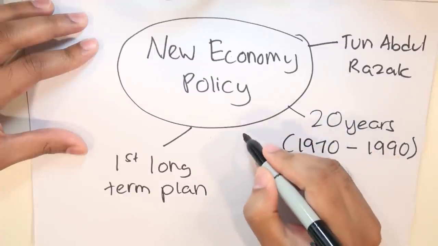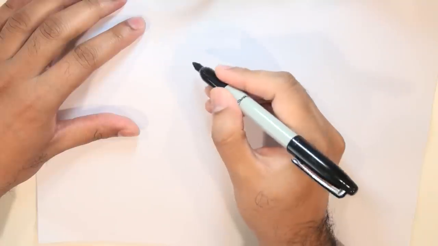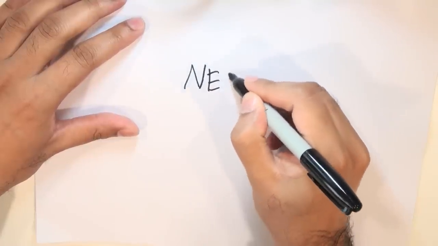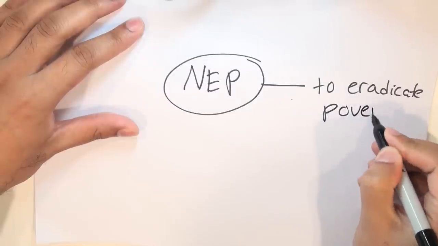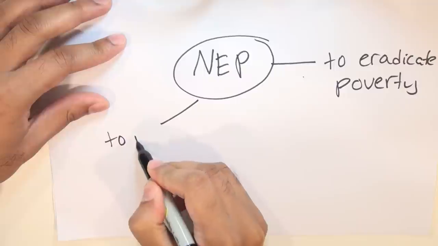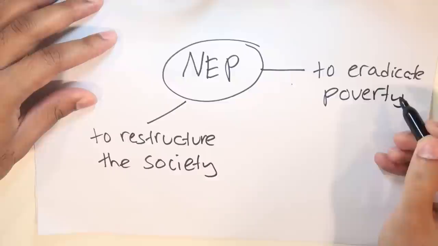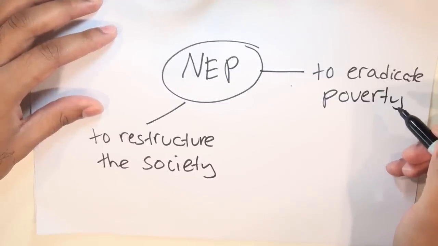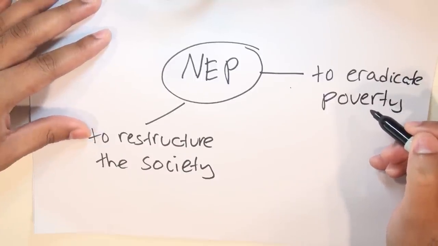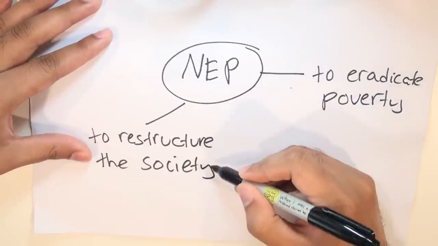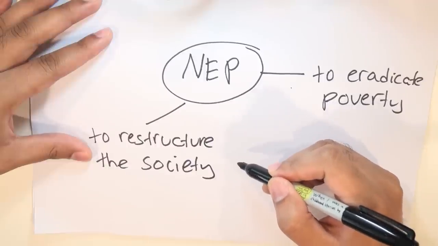Basically, this policy served two objectives. There are two objectives of the NEP. The first one, to eradicate poverty. Second, to restructure the society. For the first objective, the government wants to eliminate poverty regardless of race in Malaysia. The purpose is to make sure that the percentage of poverty in Malaysia can be reduced by the year 1990. Whereas to restructure the society, the ultimate aim of the government is to bring unity among the people and to prevent an ethnic crisis from happening again as we faced on 13 May 1969.